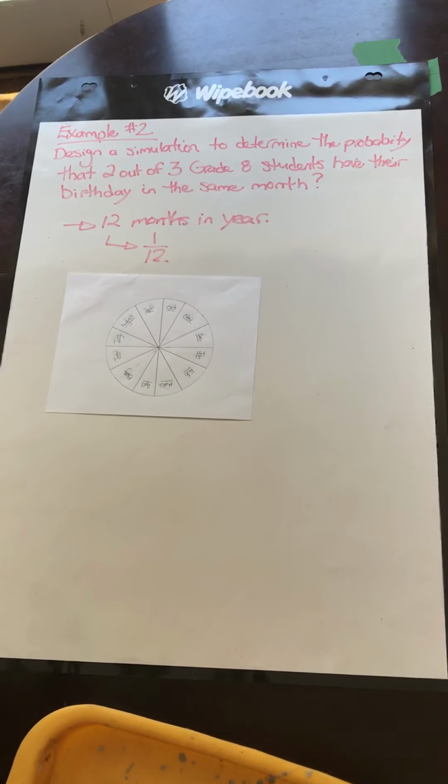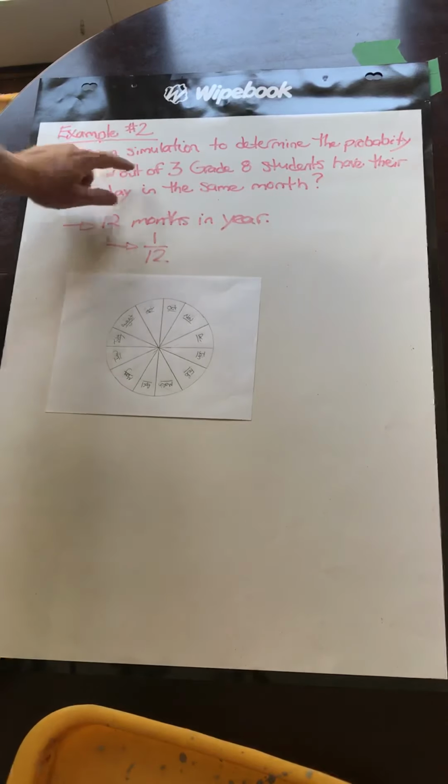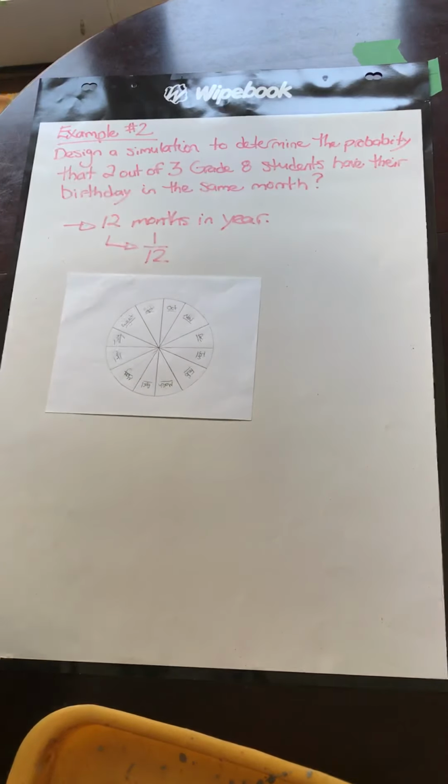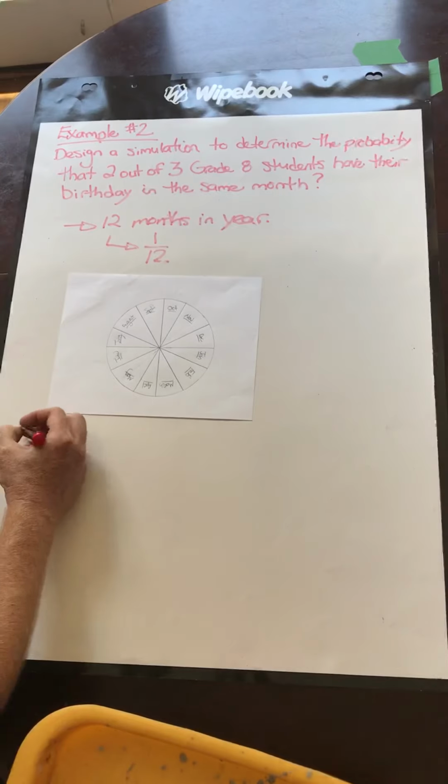And we would do that 100 times, each time spinning the spinner 3 times. Why do we spin the spinner 3 times? Because there are 3 students and we want to see if it lands on the same month 2 times out of those 3 spins. So we're going to record if any month occurred 2 or more times out of the 3 spins for that simulation. Again, we're going to conduct about 100 simulations.